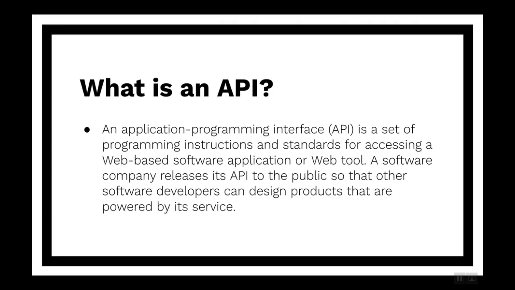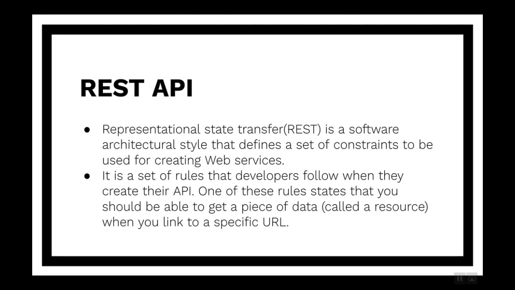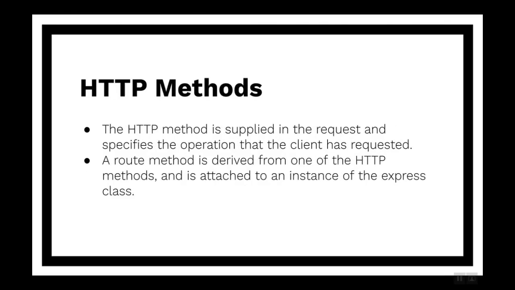So API is a set of programming instructions and standards for accessing a web-based software application or web tool. Okay. In particular, we're going to be building RESTful APIs. REST is representational state transfer. It is a software architectural style that defines a set of constraints that are used to create web services. So we are going to be using REST API architecture, and we are going to be using HTTP methods to implement this architecture. So HTTP methods are commonly used as verbs.